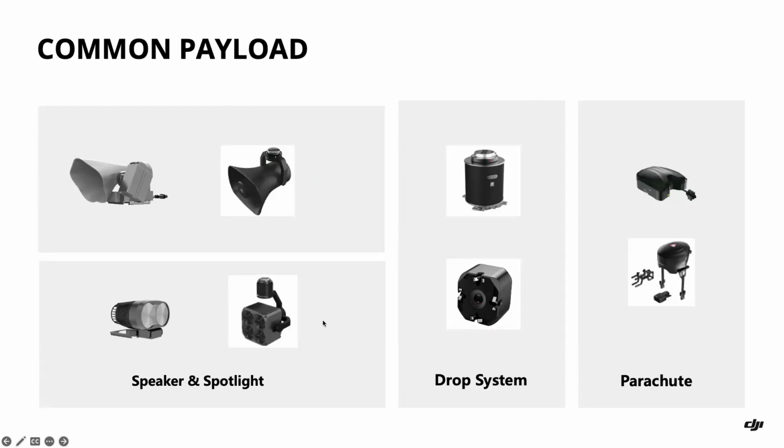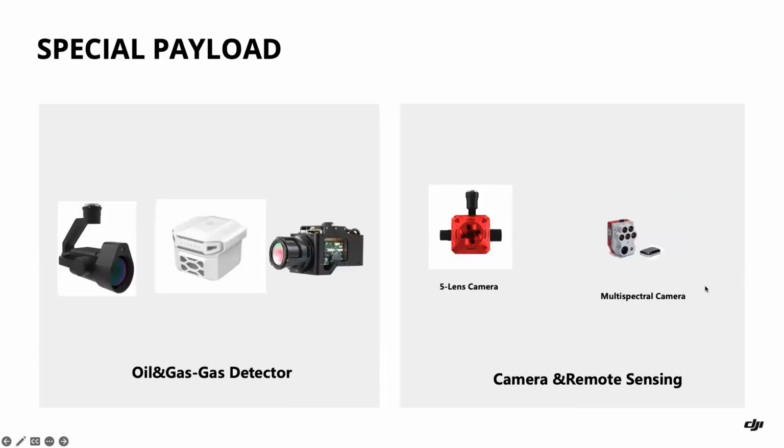These payloads are also available for our larger M300 series with expanded capabilities, including speaker, spotlight, a drop system with multiple hooks and built-in camera, and parachute. Payloads even expand into methane-specific detectors with range that goes beyond the drone itself, optical gas imaging, and multispectral cameras.